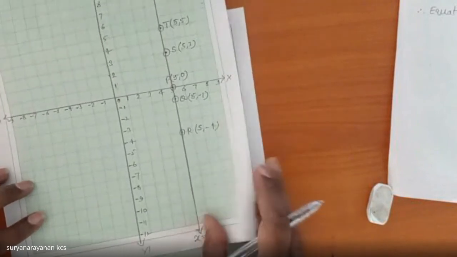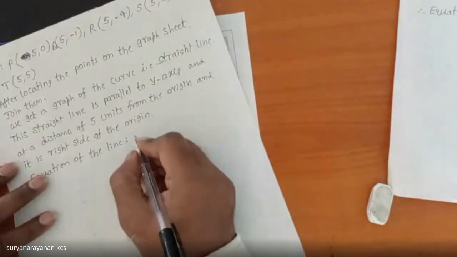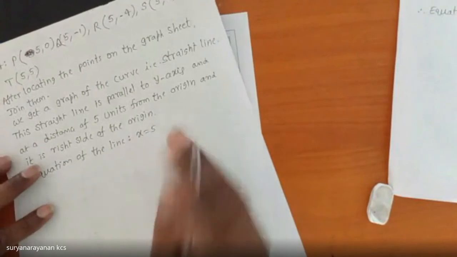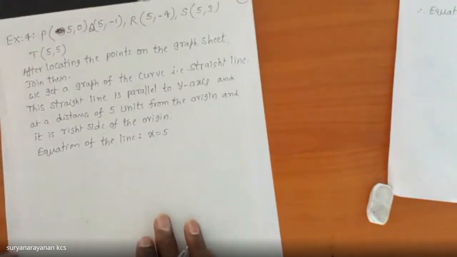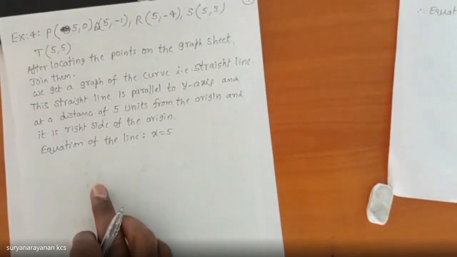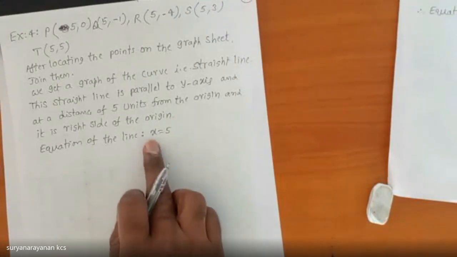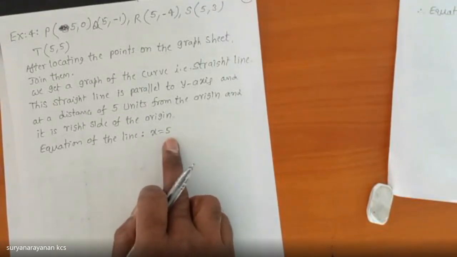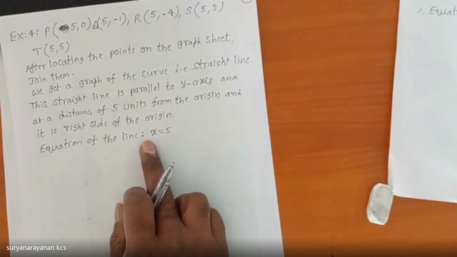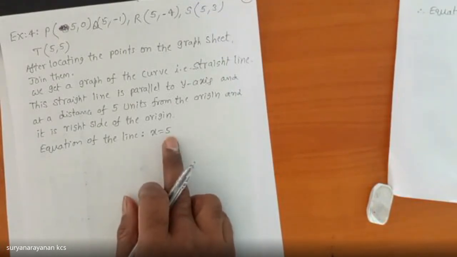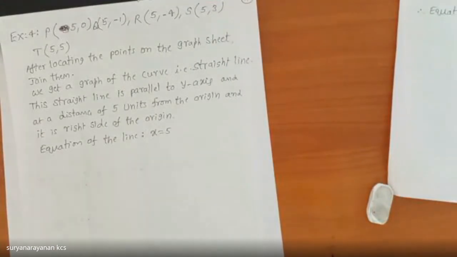Yes, very good, Amma, Nikita. X is equal to 5. So they will ask you indirectly: the equation of the line is given, x is equal to 5. What is the distance of this line from the origin? Tell me. So 5 units.